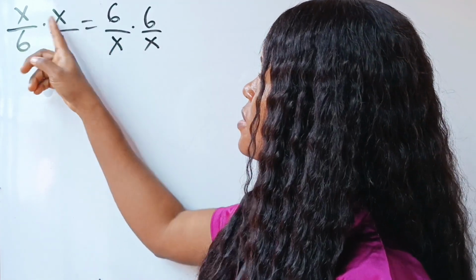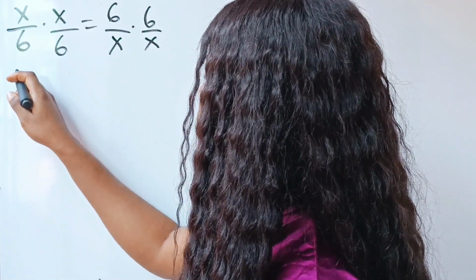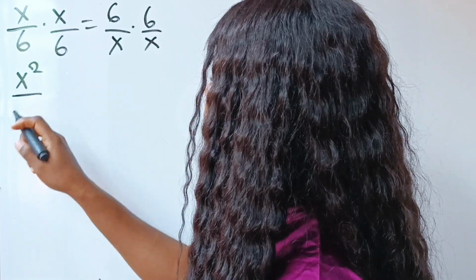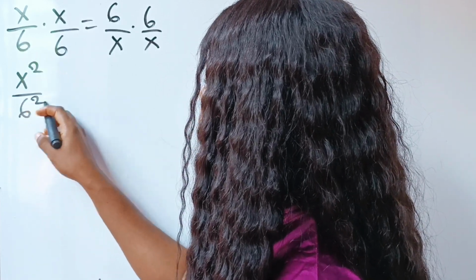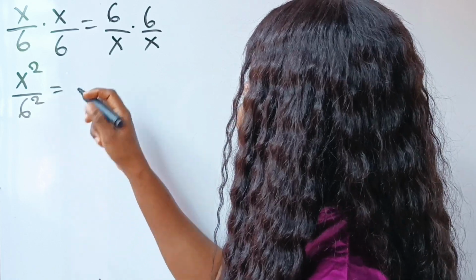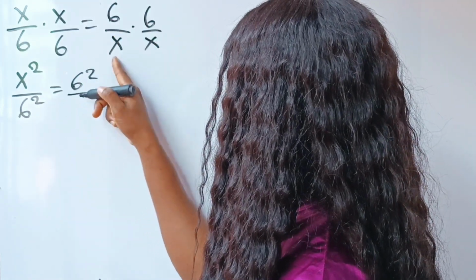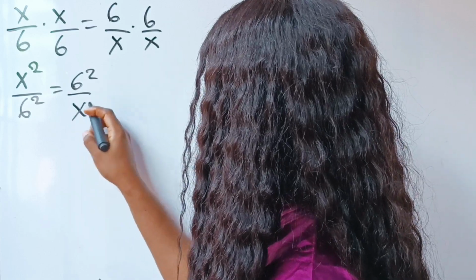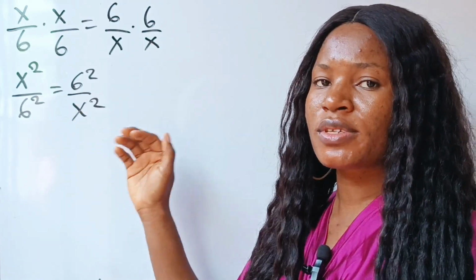Now we are going to multiply this by this. X multiplied by x will give us what? x squared, divided by 6 multiplied by 6 will give us 6 squared, right? Is equal to 6 multiplied by 6 is 6 squared, and x multiplied by x is x squared. All right, now let us cross multiply.